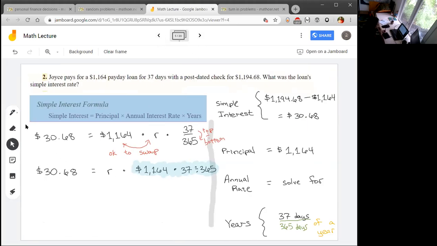Okay, so one way to do things is to say, let's find out what that number is. So 1164 times 37 divided by 365. That number is 117.9945, and so on.